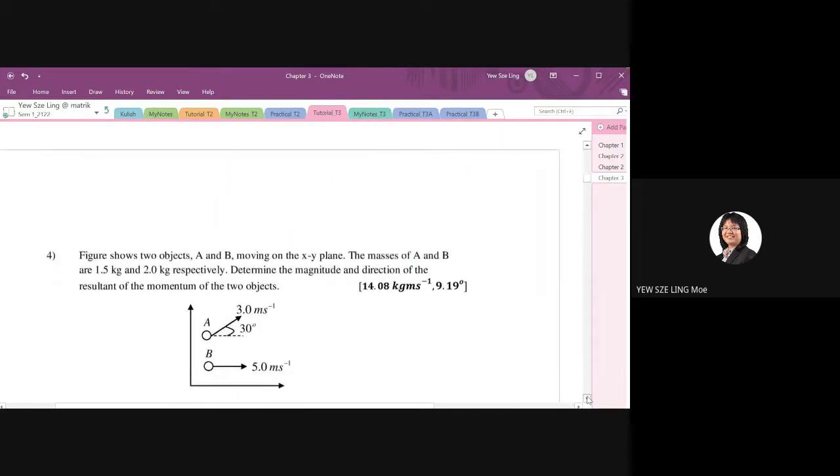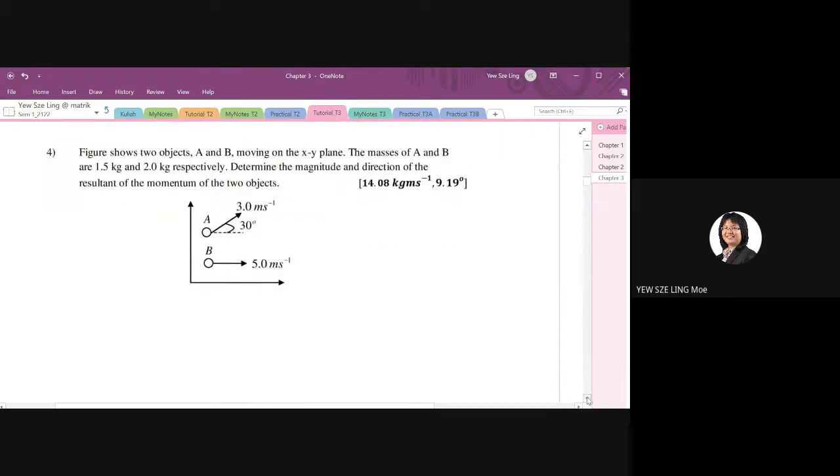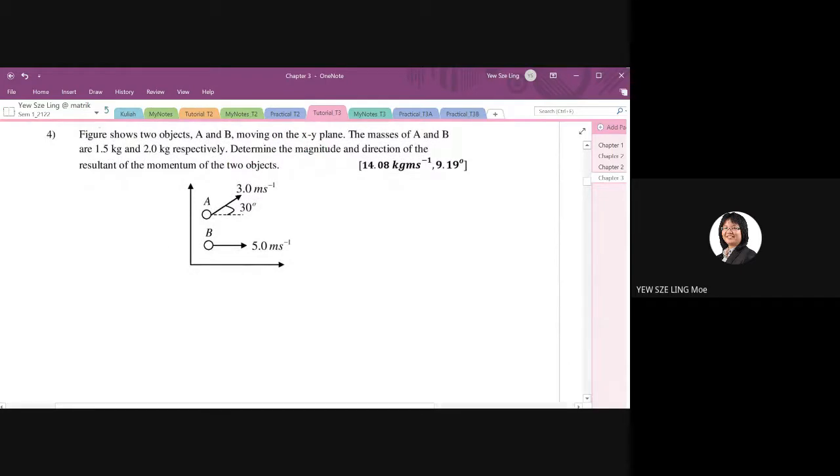All right. So next question, question number 4. The figure shows two objects, A and B, moving on the XY plane. The masses of A and B are 1.5 kg and 2 kg respectively. Determine the magnitude and the direction of the resultant momentum of the two objects. So what are we going to do?